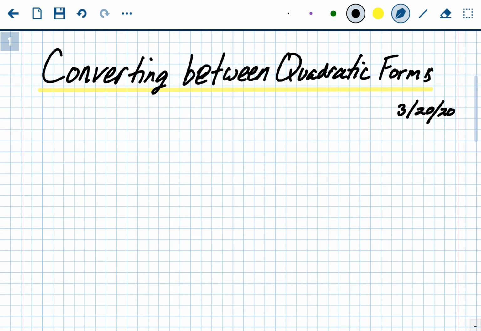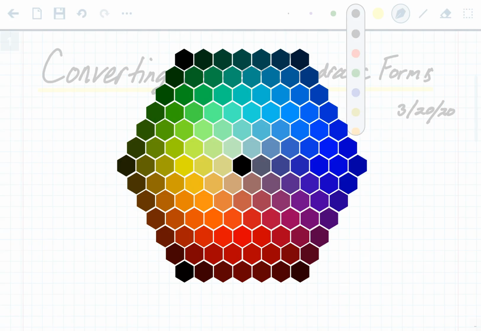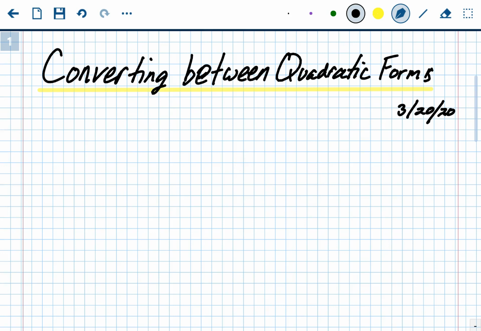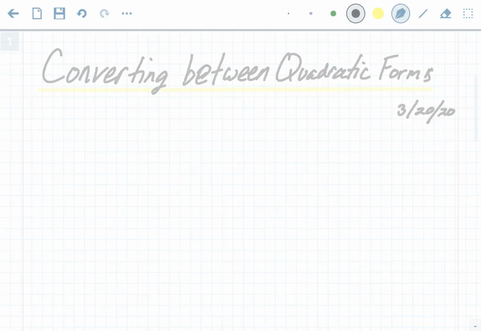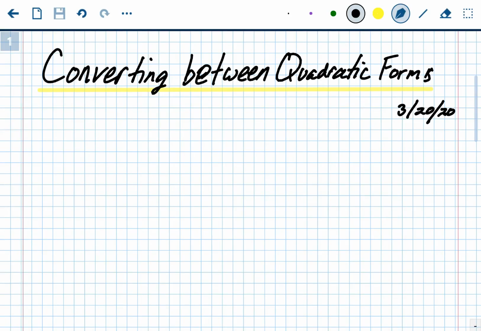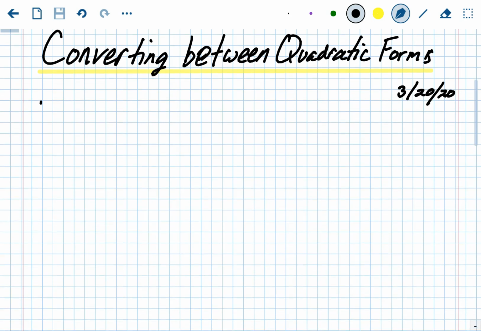Alright, so we know there's three quadratic forms. You got vertex form, you got standard form, and you have factored form. We should be able to graph at this point from all these forms. Another good thing to know about quadratics is being able to convert from one form to the other, because each form tells us different bits of information. So the first conversion we're going to do is from vertex to standard.